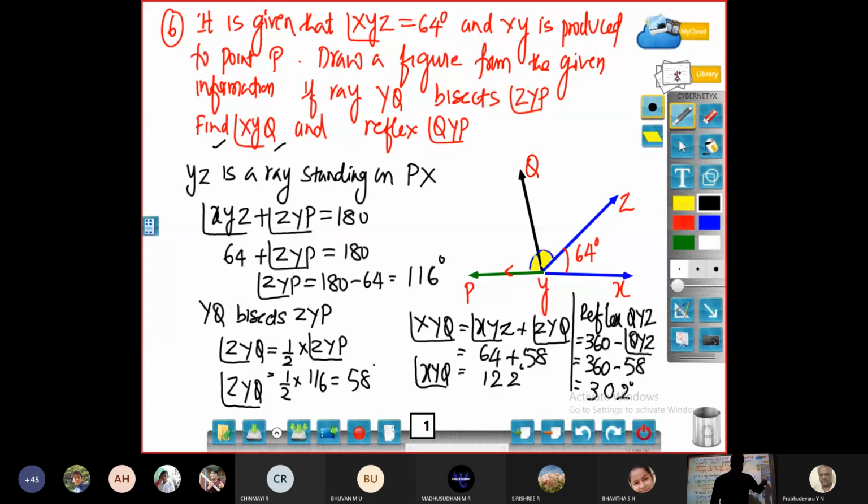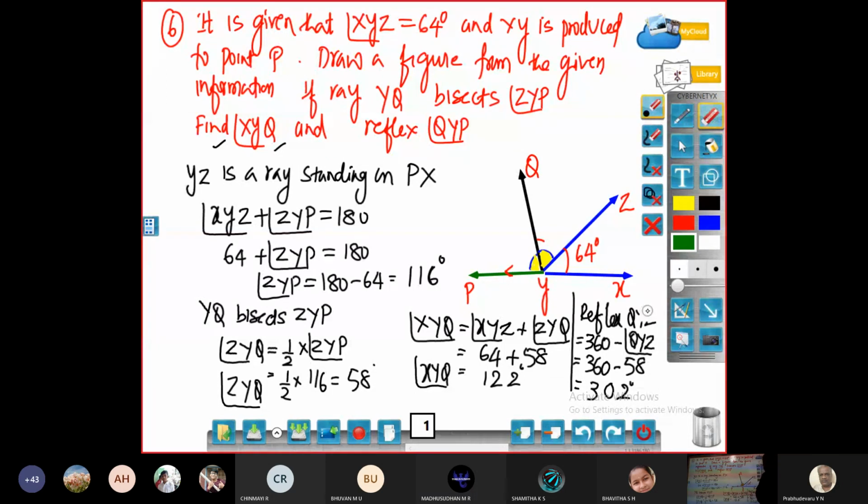I will show you in the diagram what that reflex angle is. QYZ means this angle. I will show it in green color. In the question, they have asked us to find the reflex angle of QYP. This complete angle I have shown on the diagram. We calculated QYZ, but both angles have the same value, 58 degrees. So instead of QYZ you make it QYP. Both are the same.